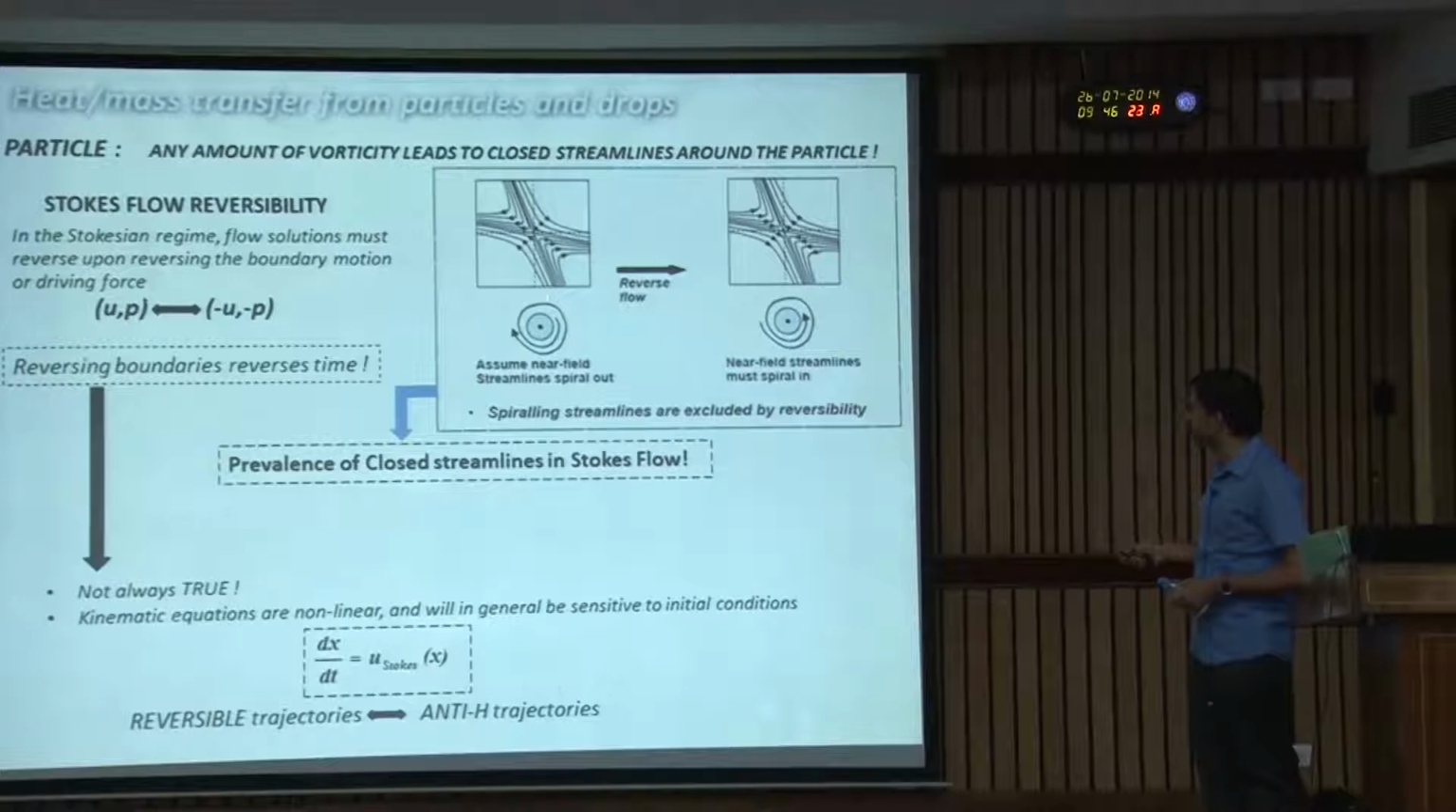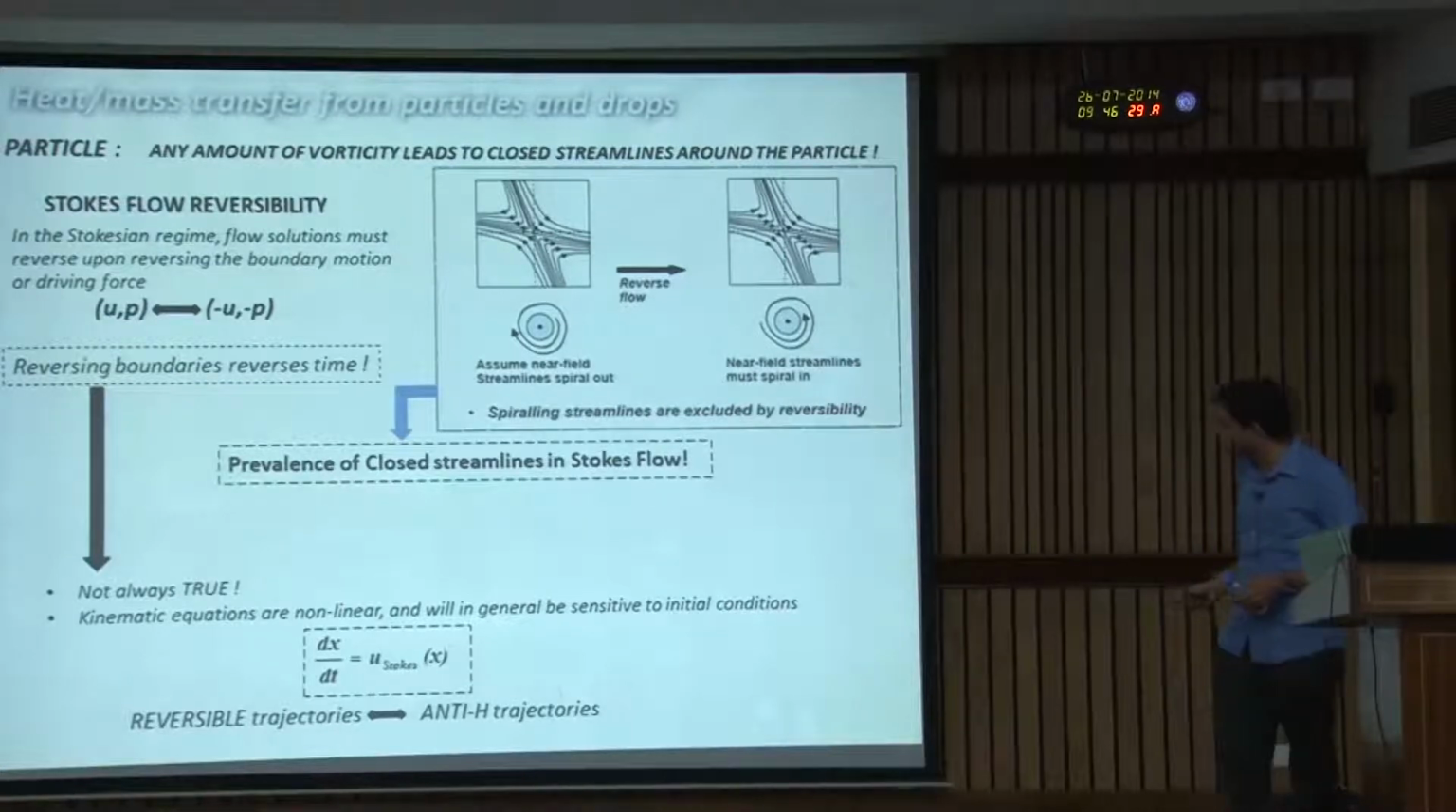You should remember that this doesn't always hold true, because though there is dynamic reversibility, the kinematic equations are nonlinear. So if I write dx by dt is u of x, that is a highly nonlinear function of x. Okay. So this will in general be sensitive to initial conditions. So this dynamic reversibility will never come about if the equations are kinematically irreversible. In other words, these equations form a chaotic system.